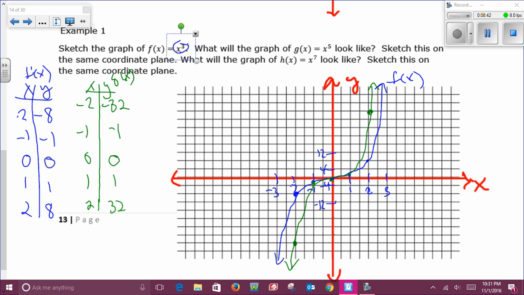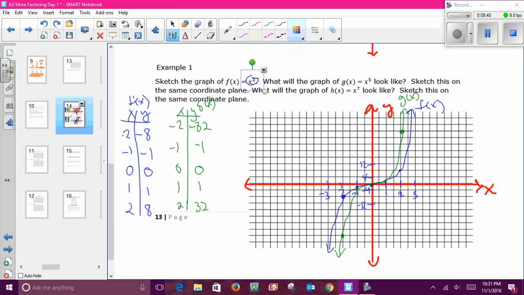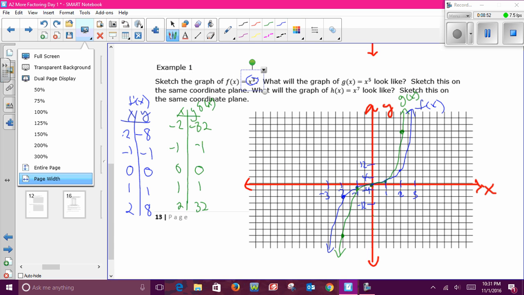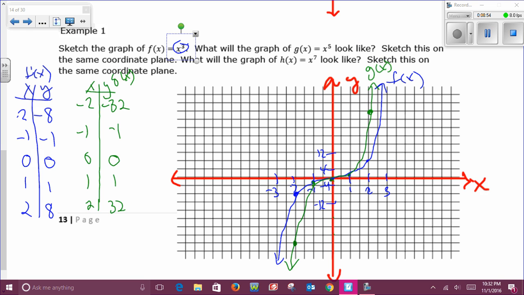So let's look at this graph. Green is g of x. And then for the last one, let's get our orange. We'll do h of x. And for h of x, this is x to the 7th. So I'm doing negative 2, negative 1, 0, 1, and 2.